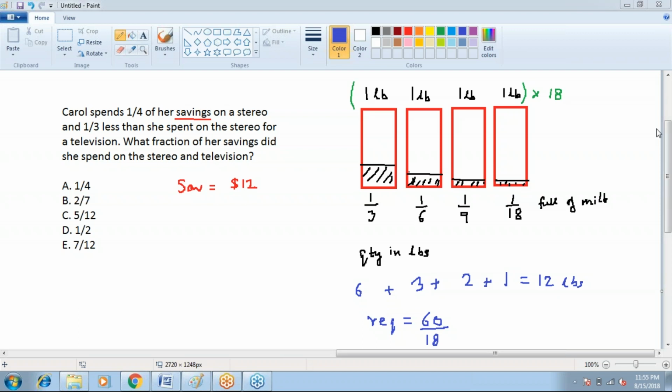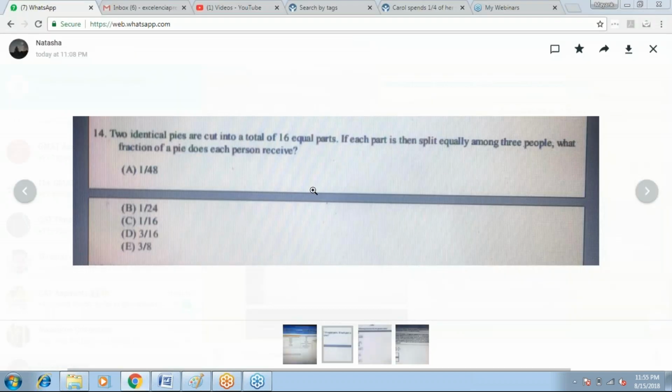Okay, now looking at your question. So you sent me this question. Two identical pies are cut into a total of 16 equal parts. If each part is then split equally among three people, what fraction of a pie does each person receive? Okay. So two pies, 16 parts, then three parts of each part.